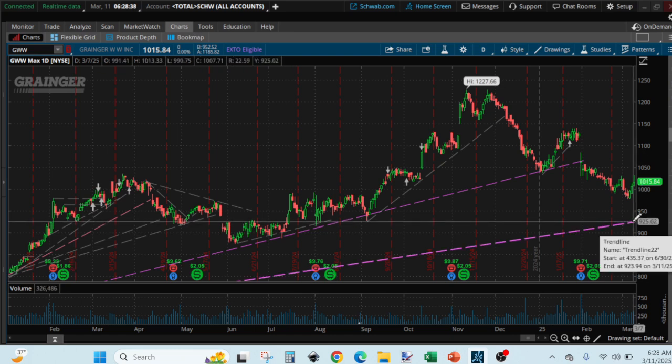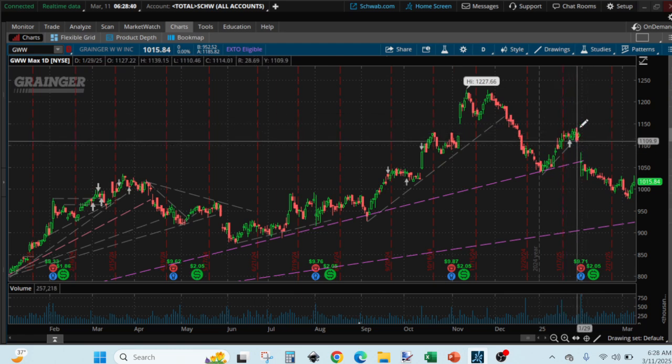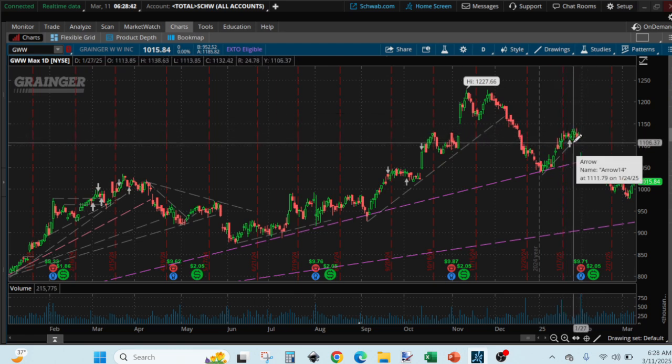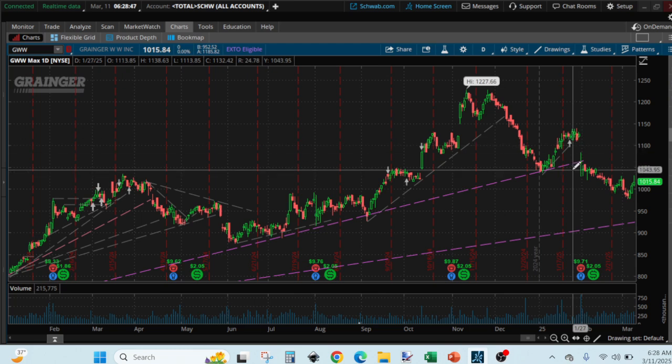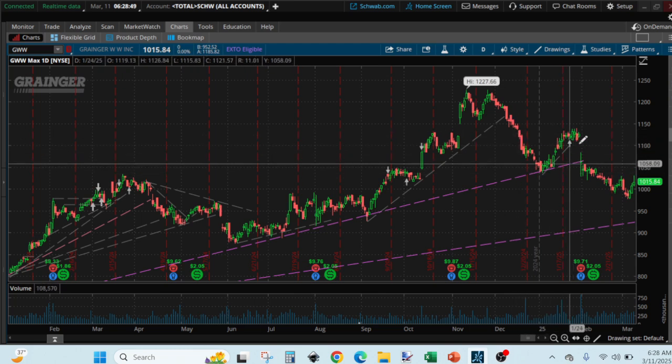So it's an early entry, even though we apply the rule here. So the rule is not 100% proof that it will allow you to get in right on time.